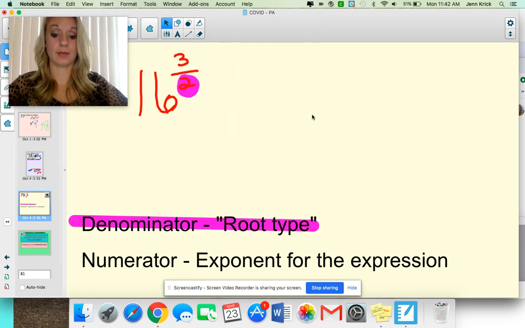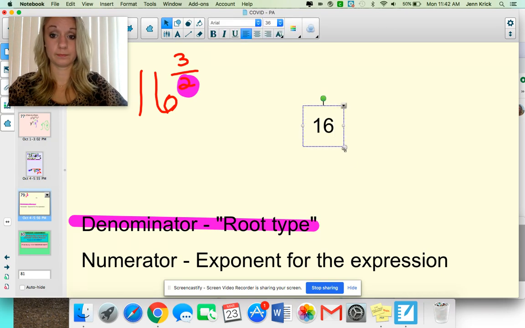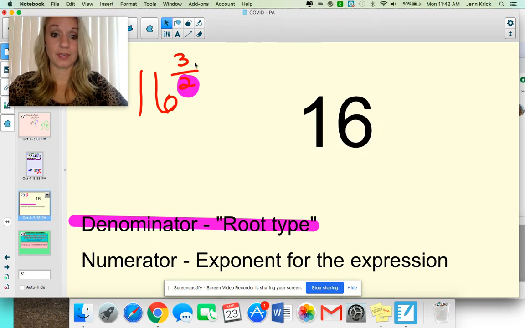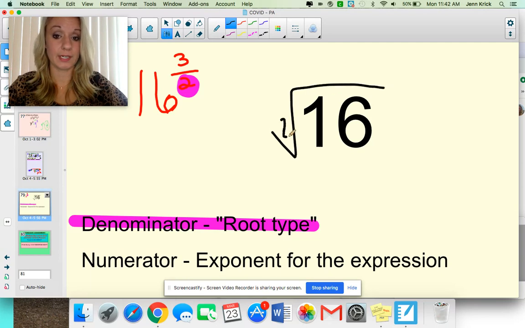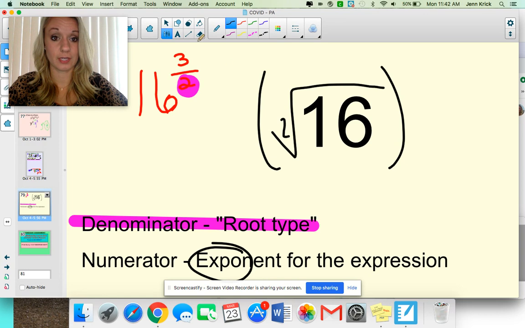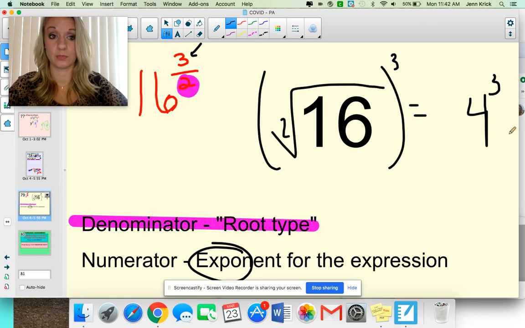So if I'm looking at this, I'm going to retype out my 16, nice and big. And I know that because it's a denominator of 2, it's going to be a square root. So this is just going to be a regular square root. Even if you put an index here of 2, it doesn't really matter. The numerator is the exponent for the expression. So this expression here would have an exponent of 3. Now when I'm simplifying, what is the square root of 16? And you would tell me 4. And then you need to take that to the 3rd power. So you'd say, all right, 4 times 4 times 4, which gives you 64.